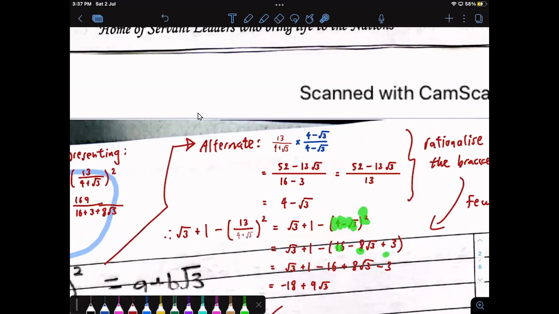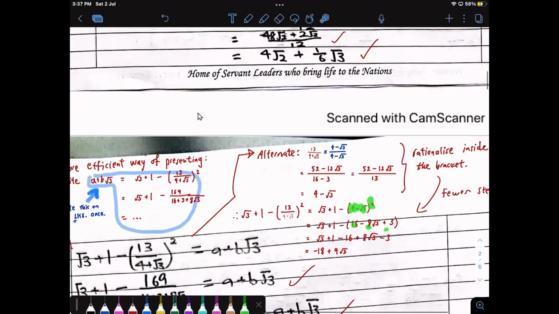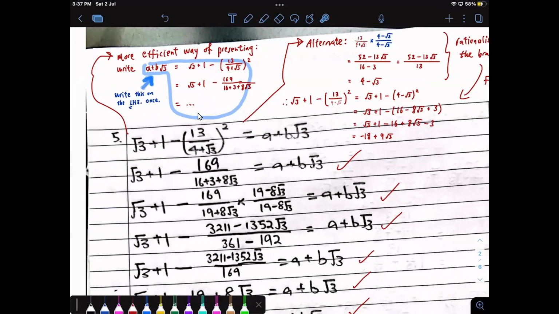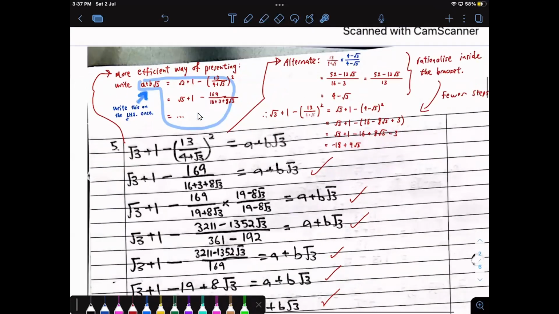Otherwise you have to deal with 1, 6, 9, 19, 8. Eventually you get the correct answer, but it's slower. Okay, just something to take note of.